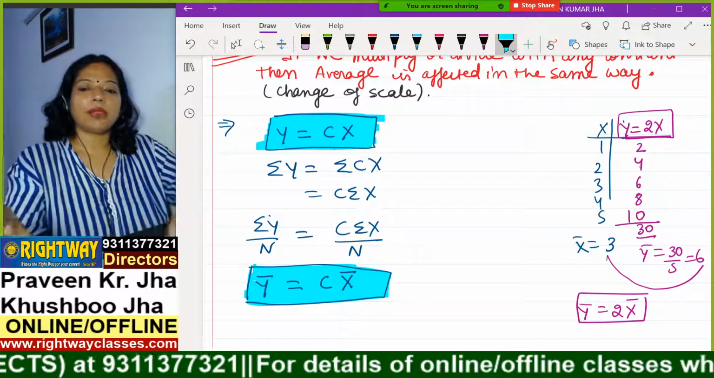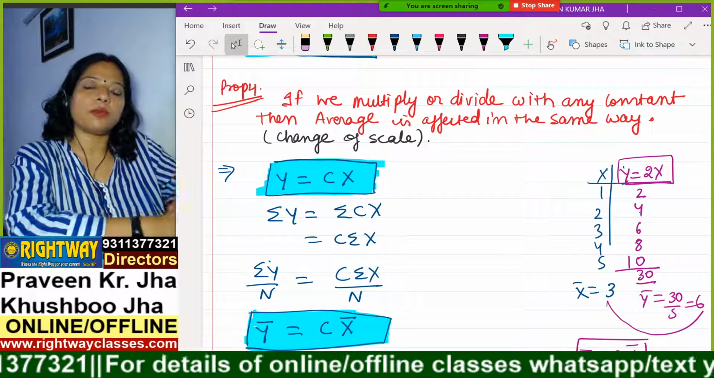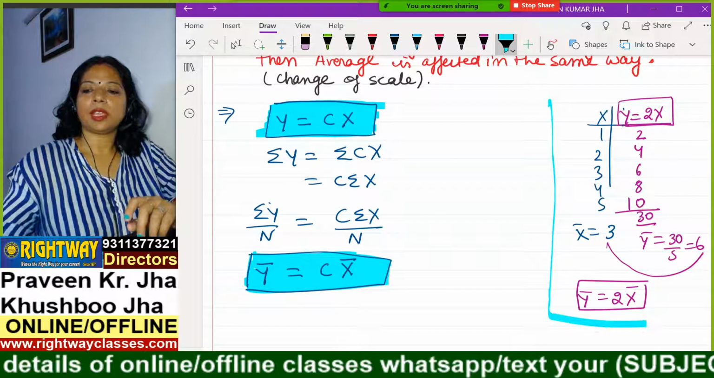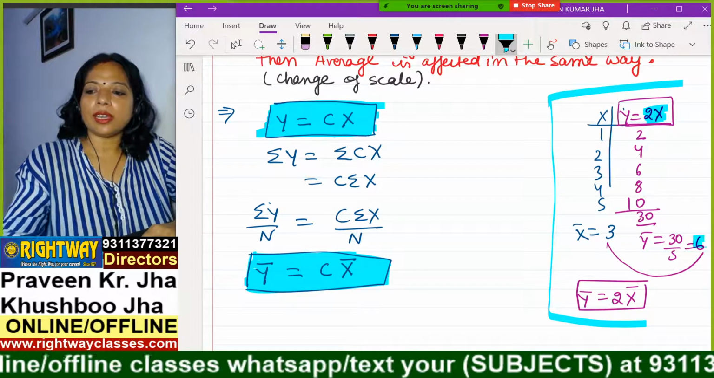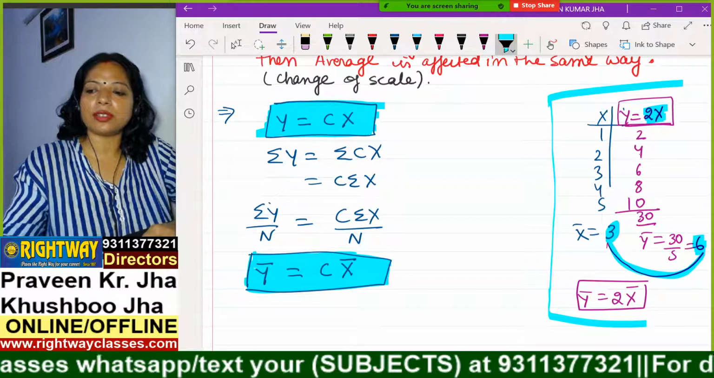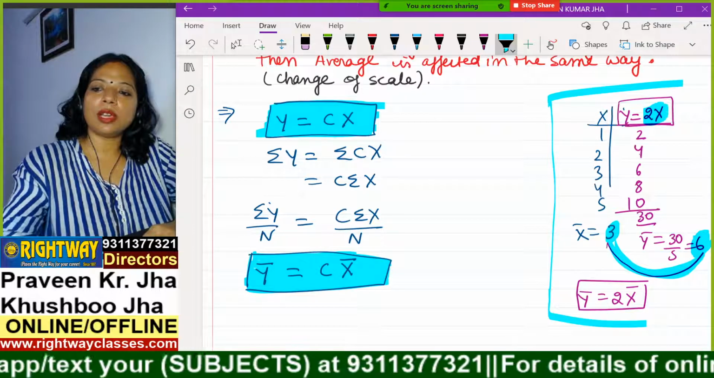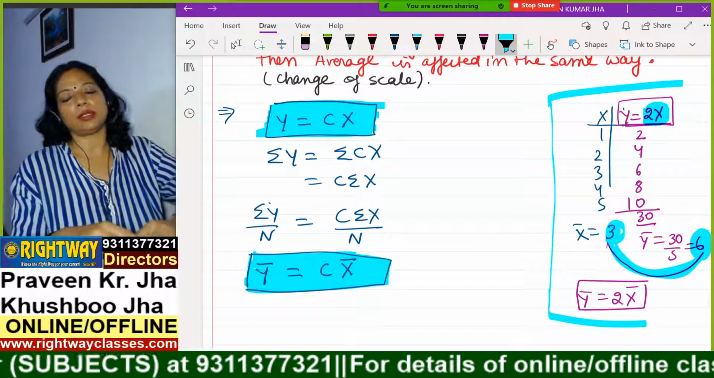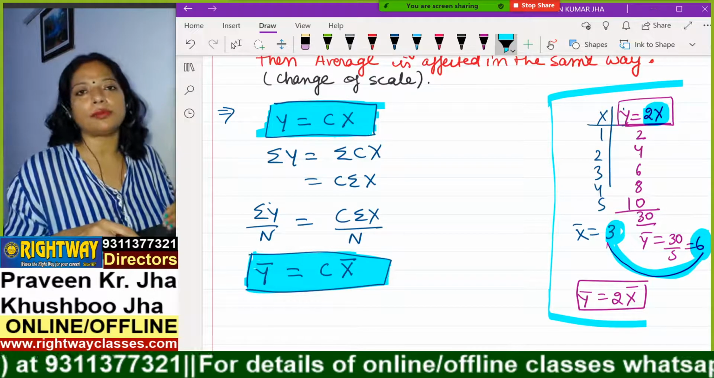Fourth property: if we multiply or divide with any constant, the average will also change in the same way. See here, verification. We multiplied every x with 2, then at last found the average of the new observation. If we connect it with the old observation, it's just double. Why is this new average double the old? Because the new observation was double the old, so the new average is also double the old average. If you halve each and every value, the average will also get halved.